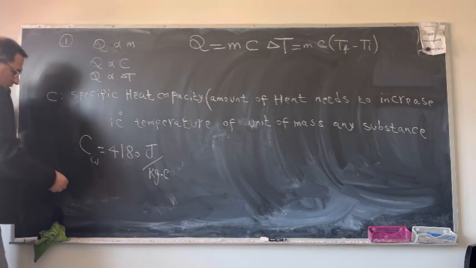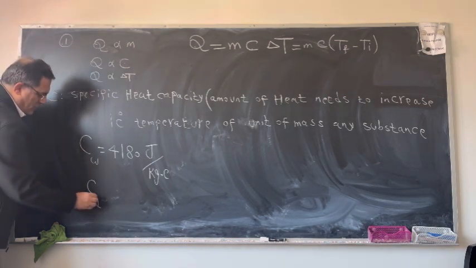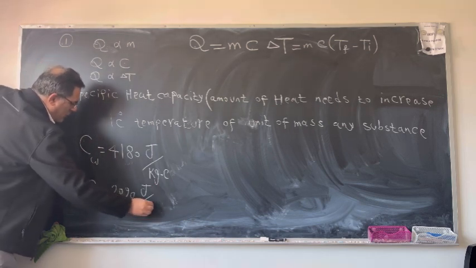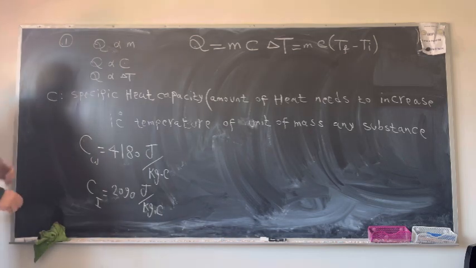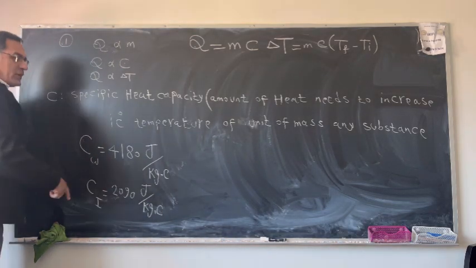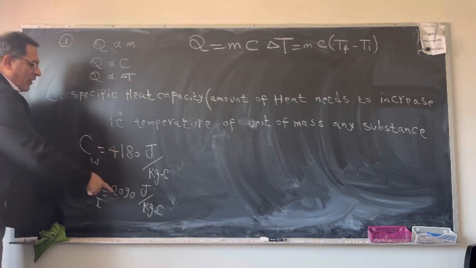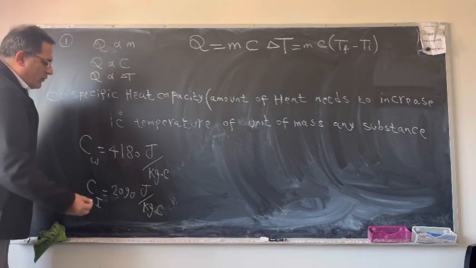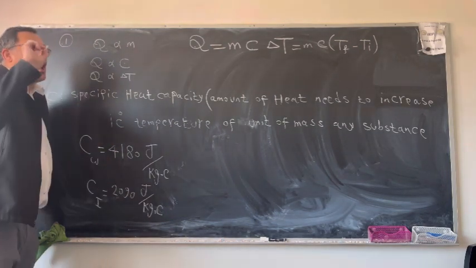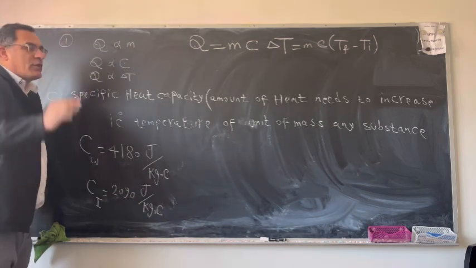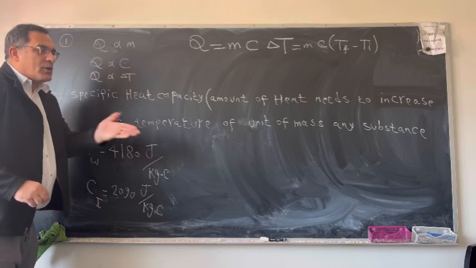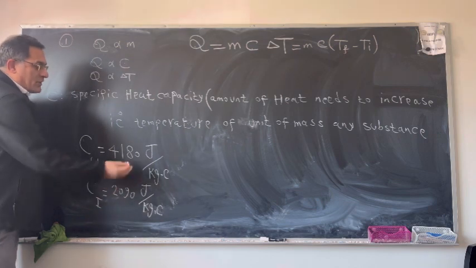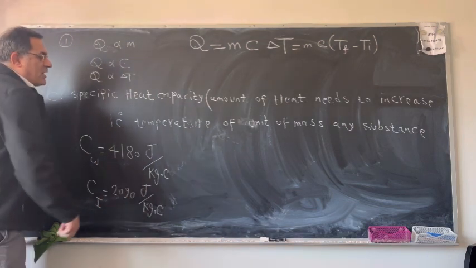So the specific heat capacity of ice is 2,090 joules per kilogram times centigrade. So, the specific heat capacity of ice is always half of water. What does this mean? If you have 1 kilogram of ice and you want to increase the temperature by 1 degree, -8 to -7, how much heat do you need? You need 2,090 joules of energy.